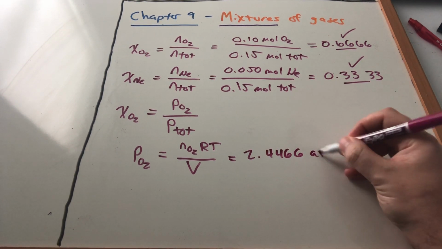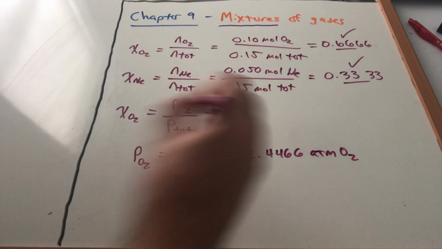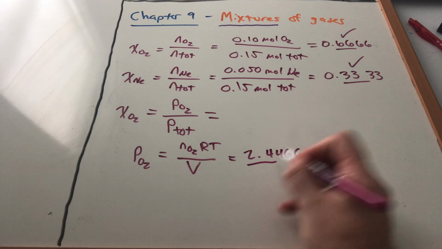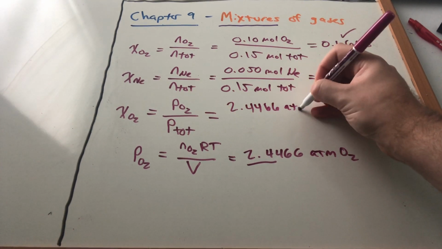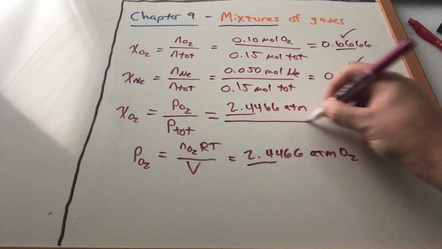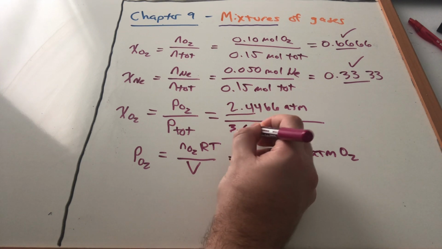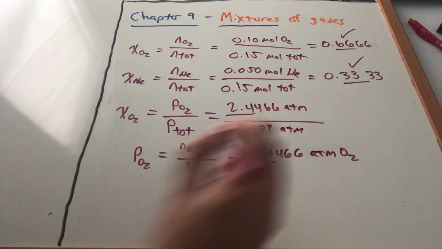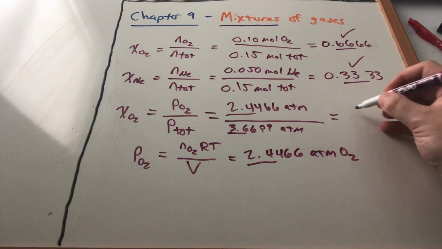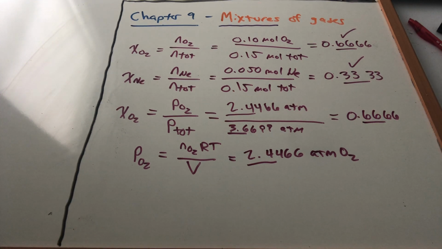2.4466 atmospheres of O2. So I can take my 2.4466 atmospheres of O2, and I can divide by the total that we calculated before, the 3.6699 atmospheres. And guess what we get? We get 0.6 repeating again, right? We get the same value.